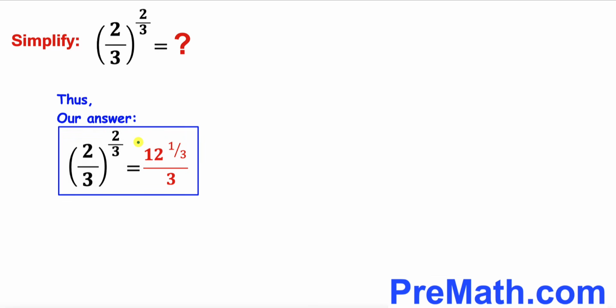So thus after all the calculations and manipulations, the answer to this problem, (2/3) to the power 2/3, is going to be equal to 12 to the power 1/3 divided by 3. And that's our final answer.